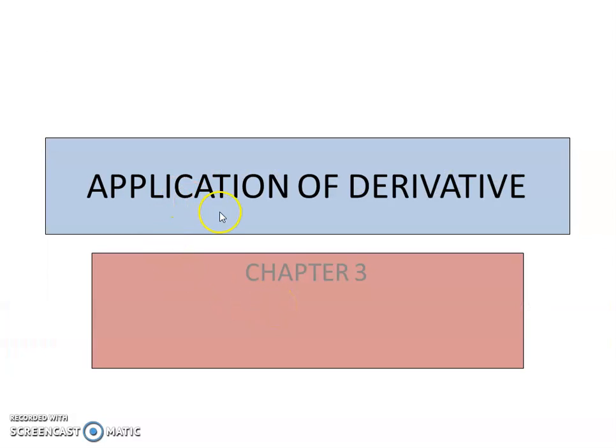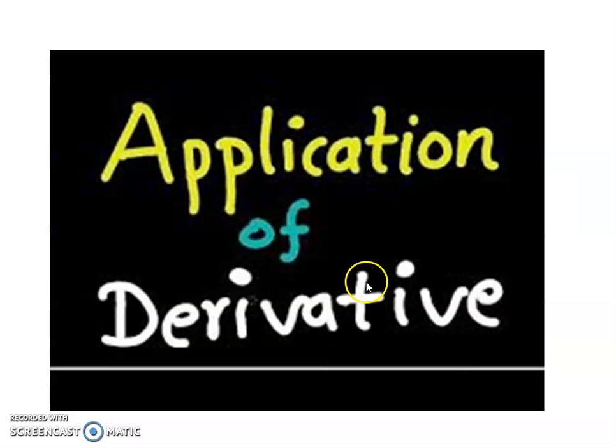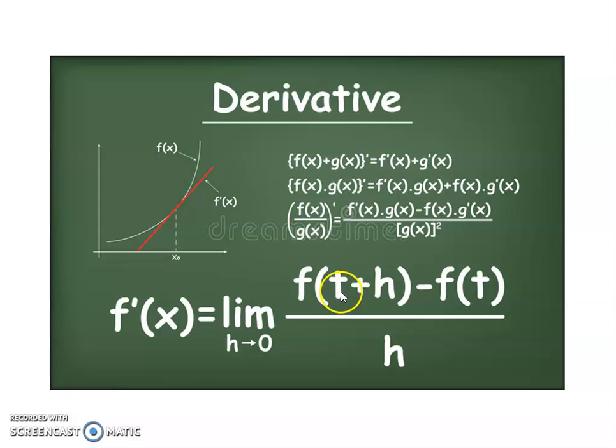In today's lecture we have to discuss application of derivative, chapter number 3. Application of derivative builds on the derivative we covered in the last lectures. What is derivative? Derivative represents the function, f dash of x is equal to limit h tends to 0, f of t plus h minus f of t upon h, that is the increasing value we have to define.